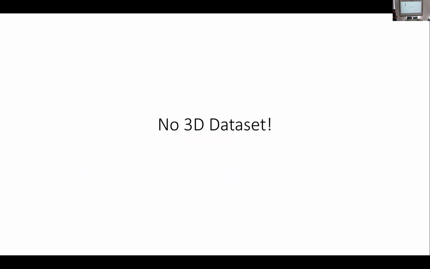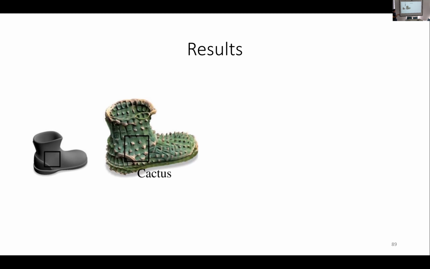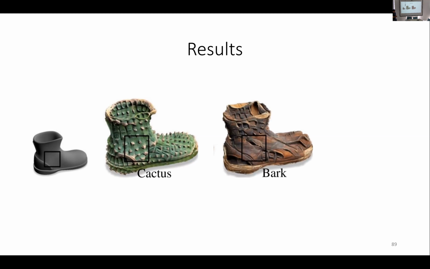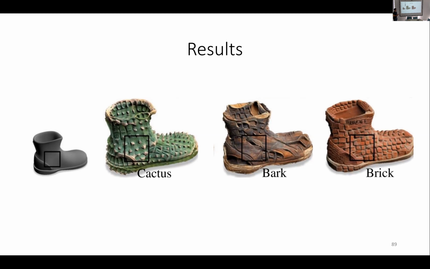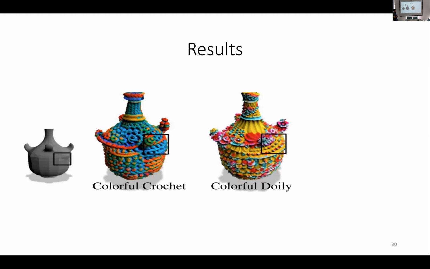As I said, there's no 3D data set here. And here you can see some results. For example, for the input of a shoe, we can see the stylization of a cactus, a bark, or brick. Here you can see a few other examples.